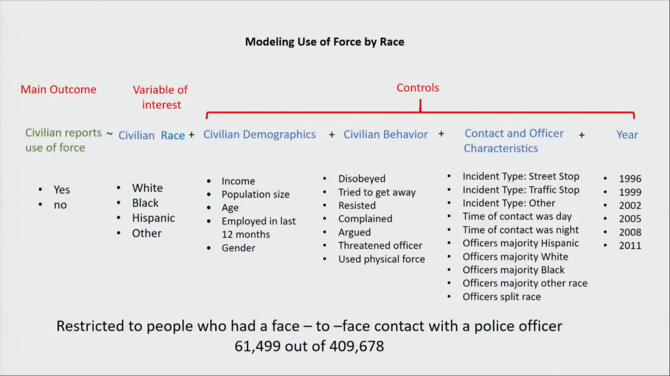But now, what if we add controls? What if it wasn't just race involved? So first, we added civilian demographics, like income, age, and gender. We then added civilian behavior, which, as Cindy mentioned, is anything that you would do to the officer. We added contact and officer characteristics, which were the incident types, time of contact, whether it was day or night, and the officer race. And lastly, we added the year. Now, in order to use the model, we had to filter the data to include only people that had face-to-face contacts with a police officer.